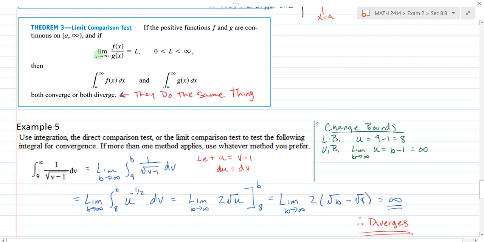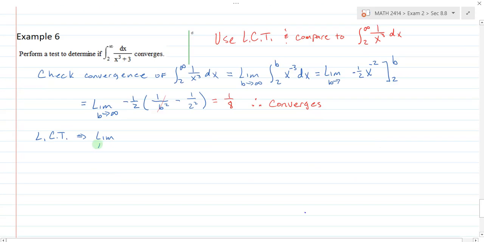The limit comparison test says we look at the limit as x goes to infinity of the ratio of 2 integrands. It doesn't matter which one goes on top or which one goes on bottom. So I'm going to look at the limit as x approaches infinity of, I'll put my problem on top, that's 1 over x cubed plus 3 divided by, and then what I compared it to, 1 over x cubed. When you have a fraction over a fraction, you want to rewrite that complex fraction. So we're going to flip the fraction on bottom and multiply by the one on top. And that's going to give us x cubed over x cubed plus 3.